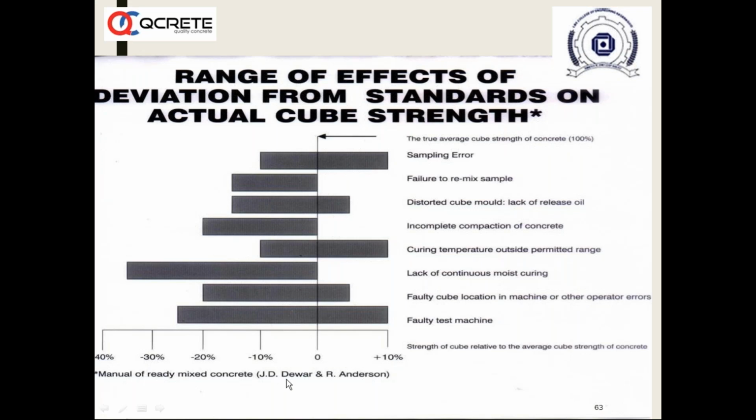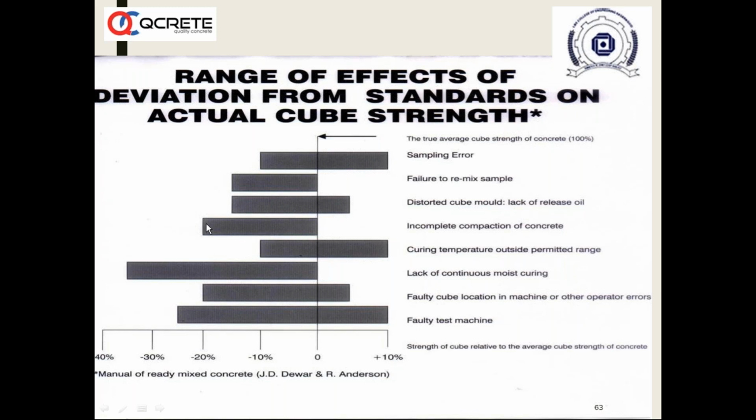J.D. Dewar and R. Anderson, two researchers from England, made a lot of statistical analysis, compiling data from throughout the world. More than 5,000 samples. Each sample is equal to the average of 3 cubes. They say that if the predicted actual average strength of concrete is 100%, it can go either way because of errors. If you don't take proper precautions, sampling error can be negative or positive. Failure to remix the sample can be negative. Distorted cube moulds can be negative or positive.